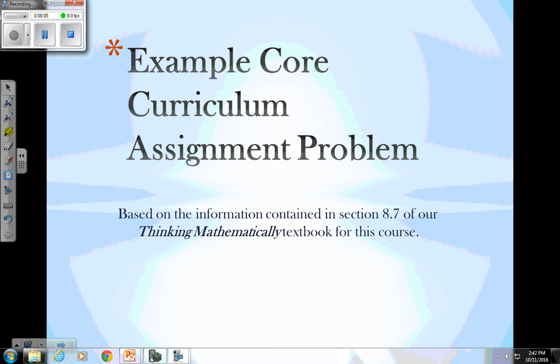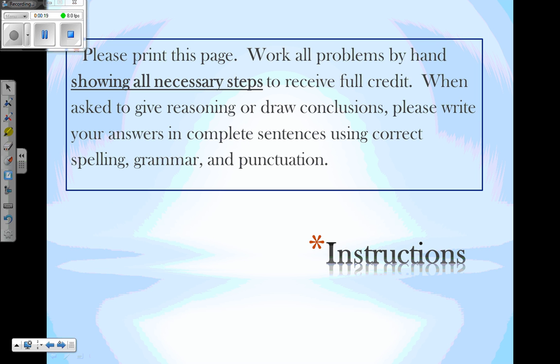This is your instructor, Sherri Clowe, and I am going to give you an example core curriculum assignment problem today. It is based on the information contained in section 8.7 of our textbook for this course. This is an assignment where you will print the associated document that is going to be sent to you, and also be sure to print the document that's associated with this video, as you will need it to go through this video and actually do your calculations and see what's going to be required of you in this assignment.